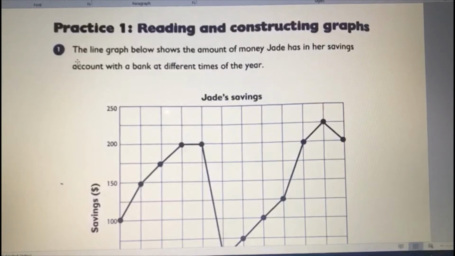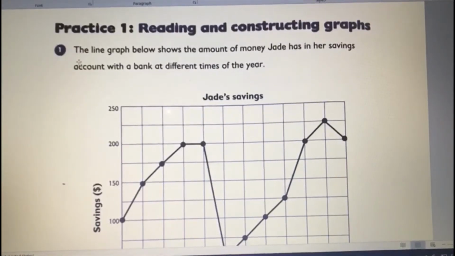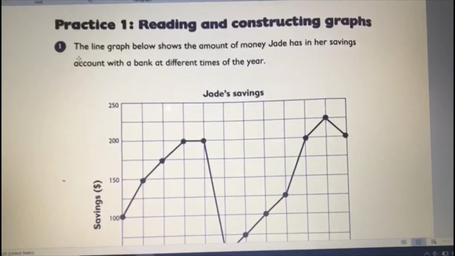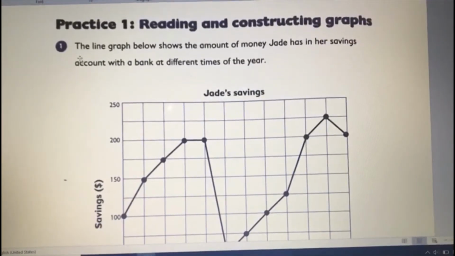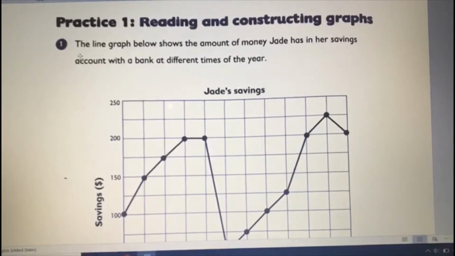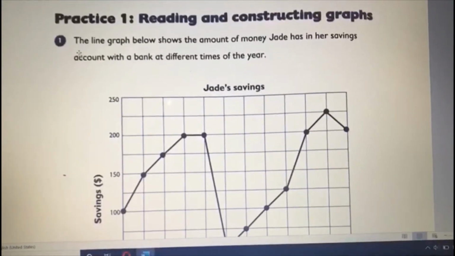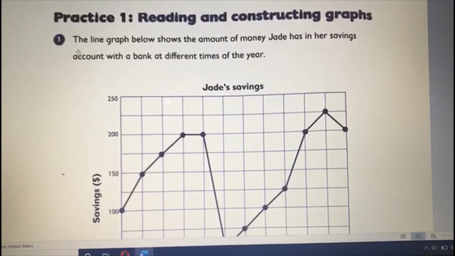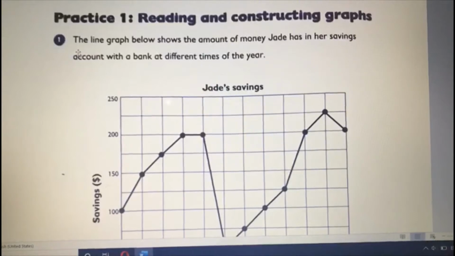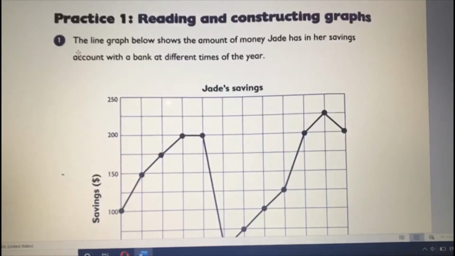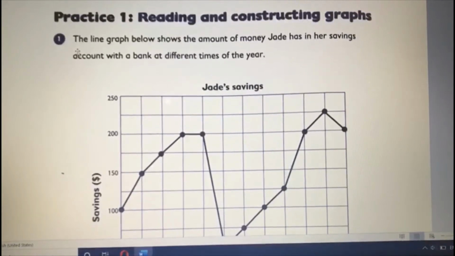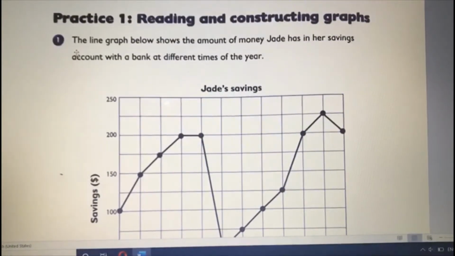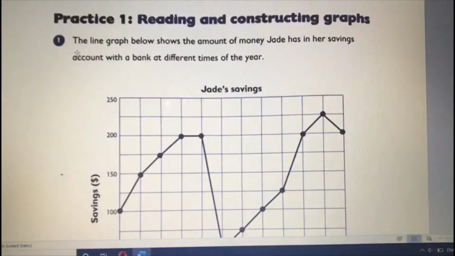Today we are going to start our next lesson, next unit, that is data handling. So please all of you take your workbook, page number 198, and you can see this graph, okay? Reading and constructing graphs. So always the question will be related to graphs. You have to see the graphs properly and then you have to answer the questions carefully, okay?